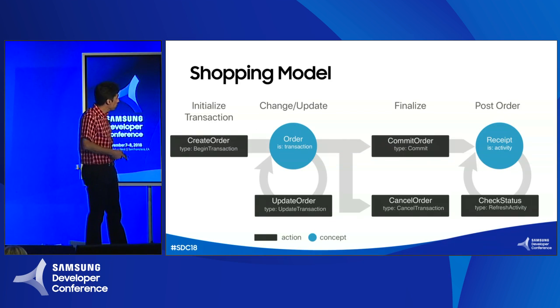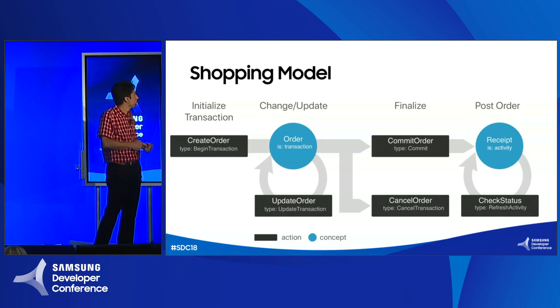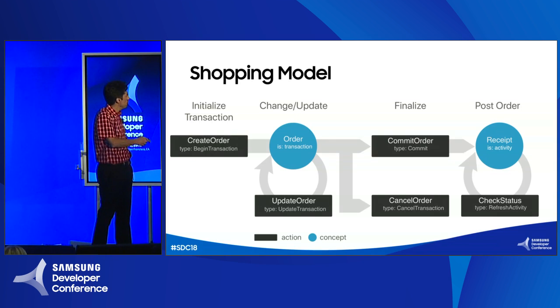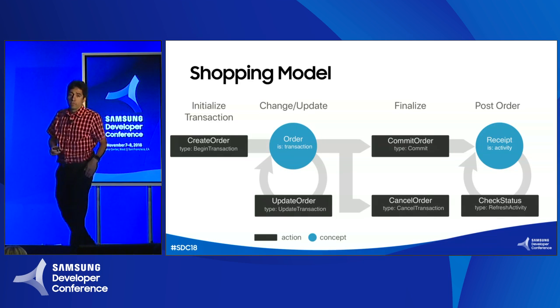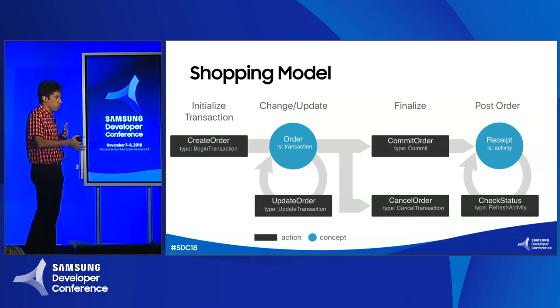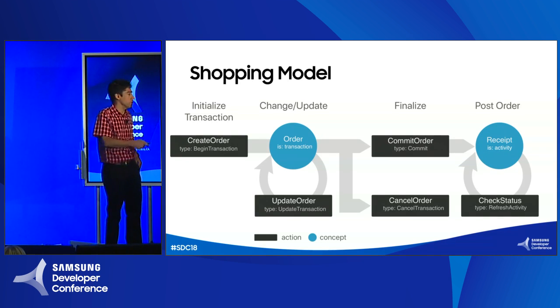And this basically summarizes the model. Here, the actions are black rectangles, and concepts are the blue circles. So each action has a type. These are also types that are known to our platform. The platform, or Bixby, wants to keep track of the transaction, the different states of the transaction, and that's why we have these types.